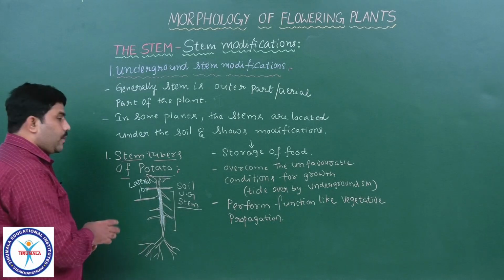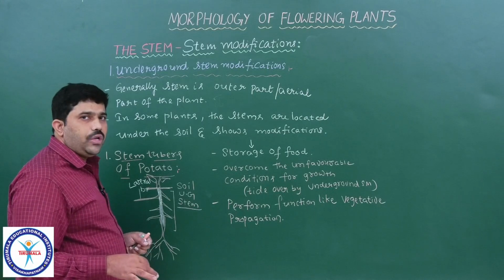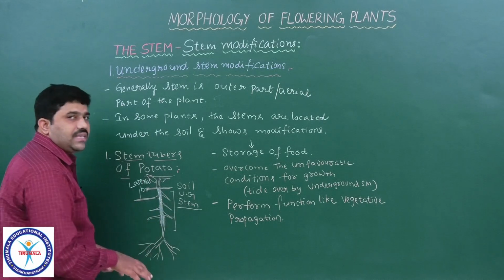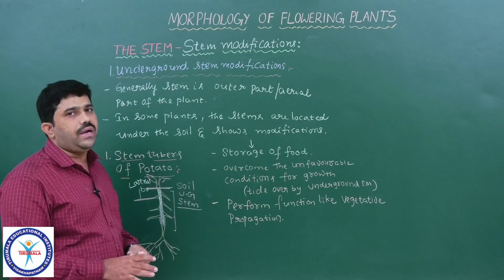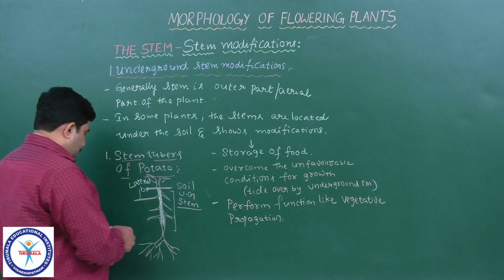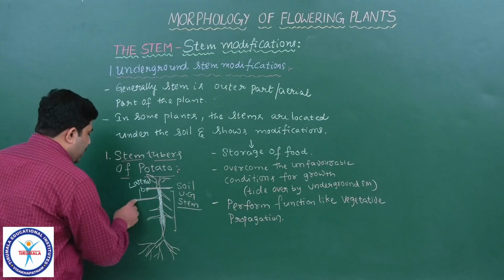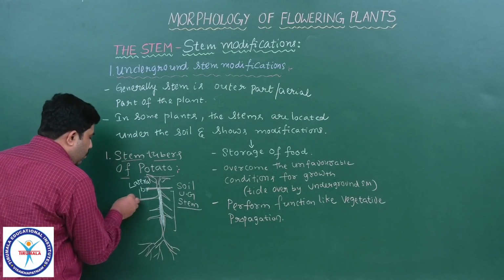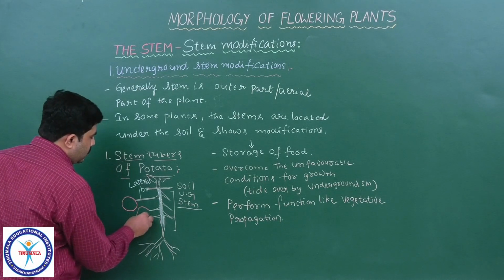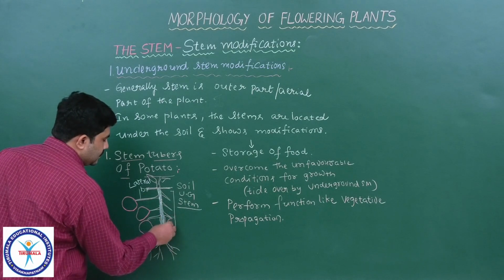In the potato plant, these lateral branches are also parts of the stem only. The underground stem bears lateral branches, and the tips of the lateral branches deposit food materials in the form of starch or carbohydrates. Carbohydrates are starch, the reserve food in the tips of the lateral branches. So the tips slowly develop into small tuber-like structures like this. See here, all these are developing into small tuber-like structures.